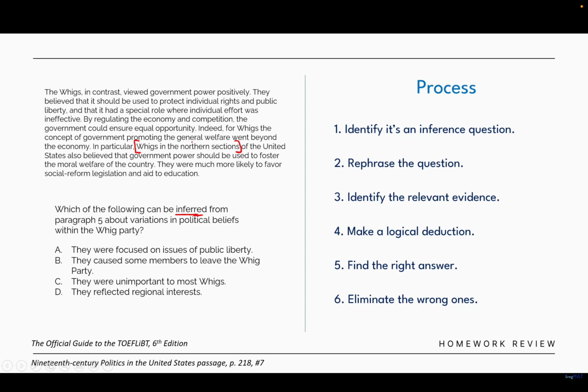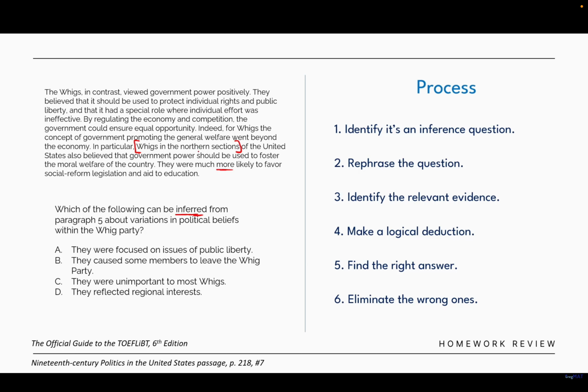What does it say? "Whigs in the northern sections." So they're specifically identifying Whigs in the north. And then notice they say the word "more." What does "more" highlight? A difference, right? So if Whigs in the northern sections were more likely to do this, what does that mean about Whigs in the southern sections? They were against the social reform legislation. Less likely, yes.